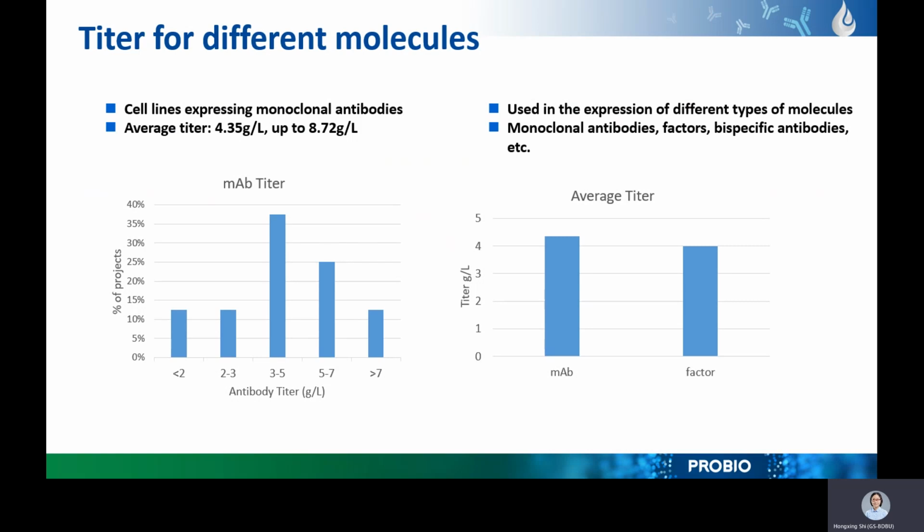Here is an analysis of our current production level for MAB. It shows that the average production can reach 4.35 grams per liter, and at the same time, the platform's experience in non-MAB molecules is gradually accumulating.